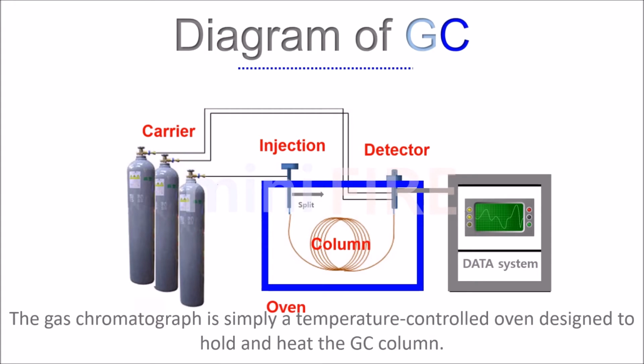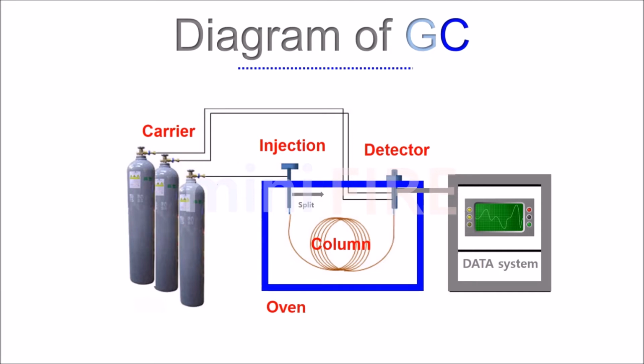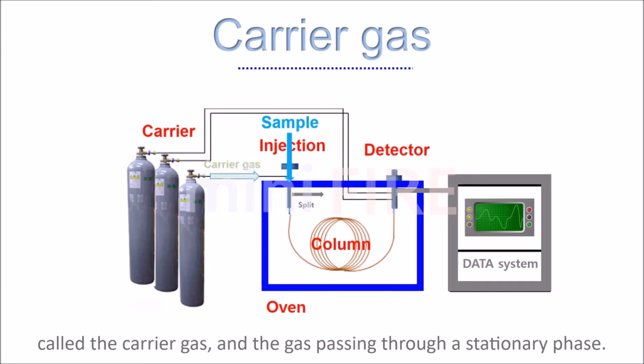The gas chromatograph is simply a temperature-controlled oven designed to hold and heat the GC column. The carrier gas is used to sweep the injected sample down to the column where the separation occurs, and then out into the detector. Gas chromatography is the process of separating compounds in a mixture by injecting a gaseous or liquid sample into a mobile phase called the carrier gas, which passes through a stationary phase.